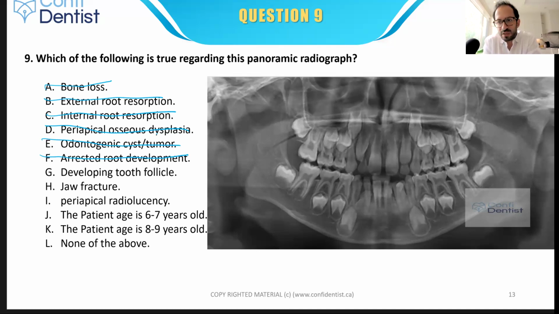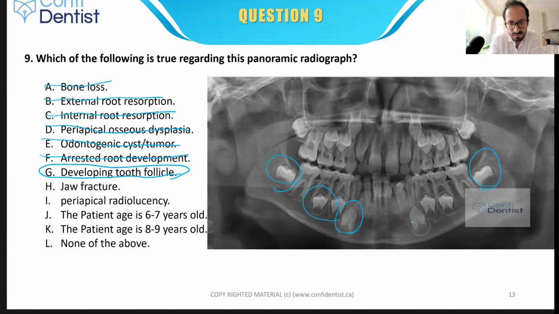It can be caused by trauma. It can be caused by, for example, situations like dens invaginatus, pretty important. Developing tooth follicle, yes, we have tons of developing tooth follicle. Okay, so tons of them. Jaw fracture, no. Periapical radiolucency, nope. There is no periapical radiolucency.